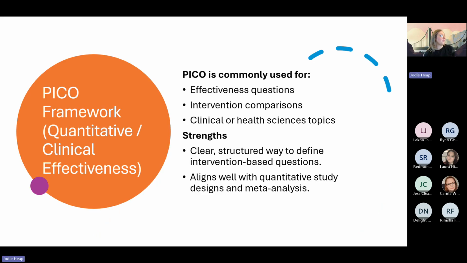PICO is commonly used for effectiveness questions, intervention comparisons, and clinical and health science topics. The strength really is that it's clear and structured in a way to define the intervention-based questions that typically occur in those areas, and it aligns well with quantitative study designs and meta-analysis, which are popular in those areas.